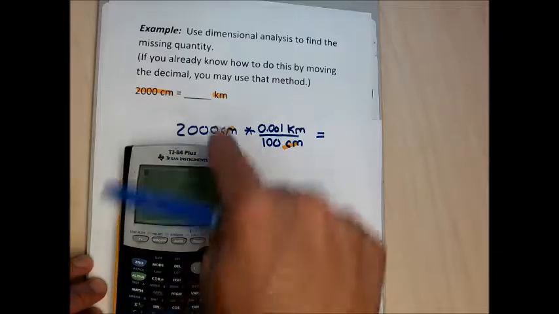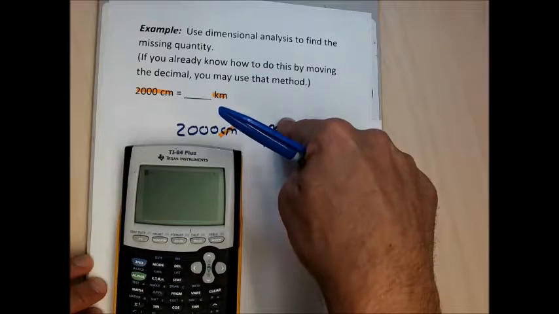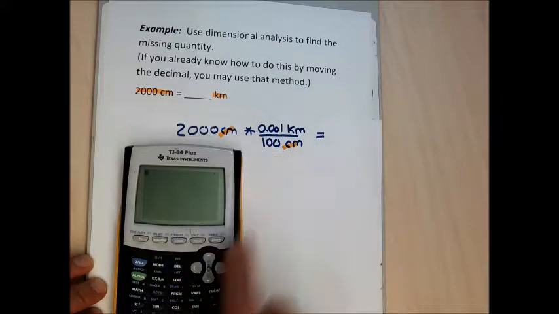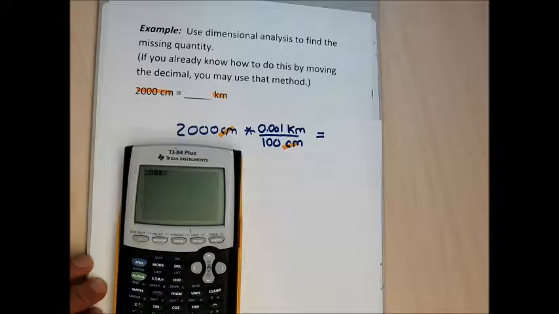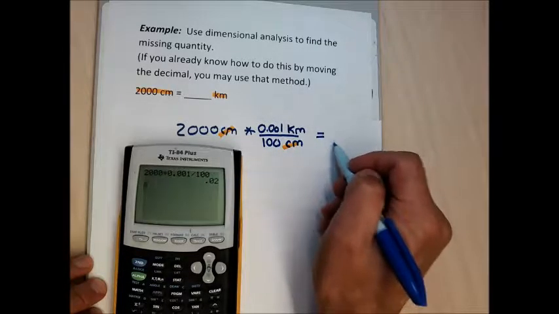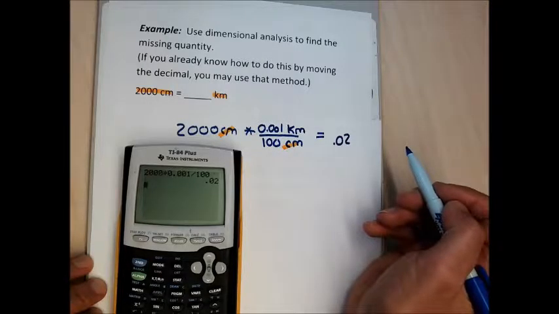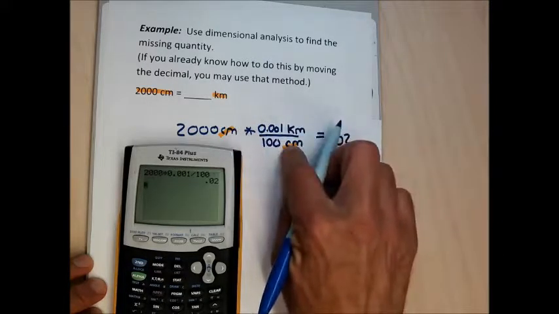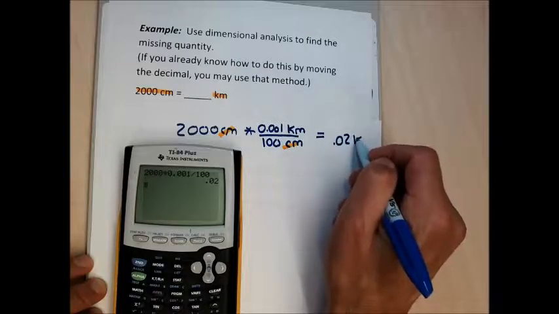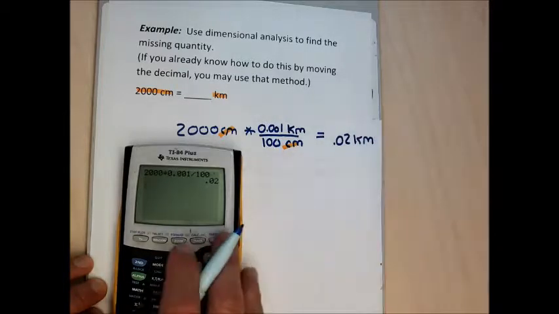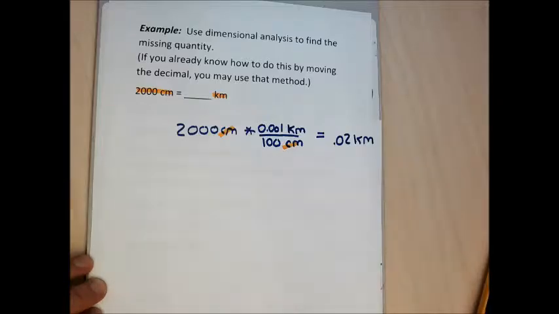To do this, numbers in the numerator I have to multiply by, numbers in the denominator I need to divide by. I'm simply going to go 2,000 times 0.001 divided by 100, and this is going to give me 0.02 for the number. In my units, I canceled out the centimeters. I'm left with kilometers. That's the way that I'm going to do these problems in this section.